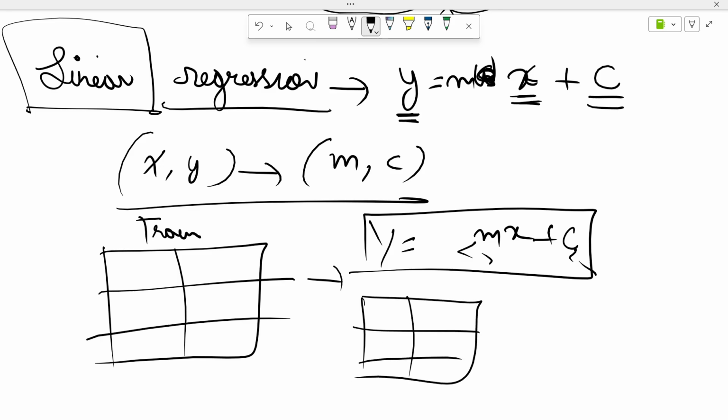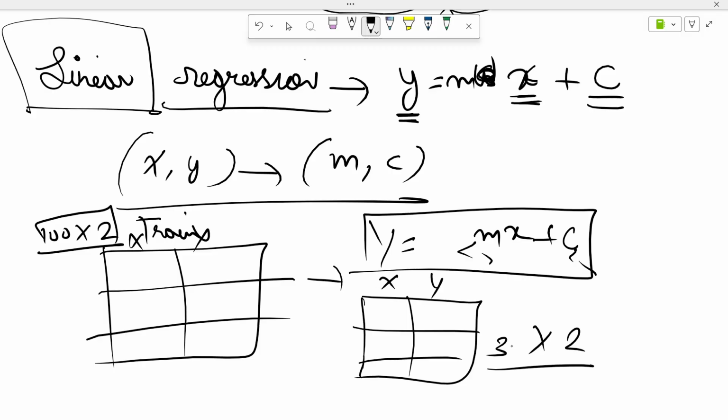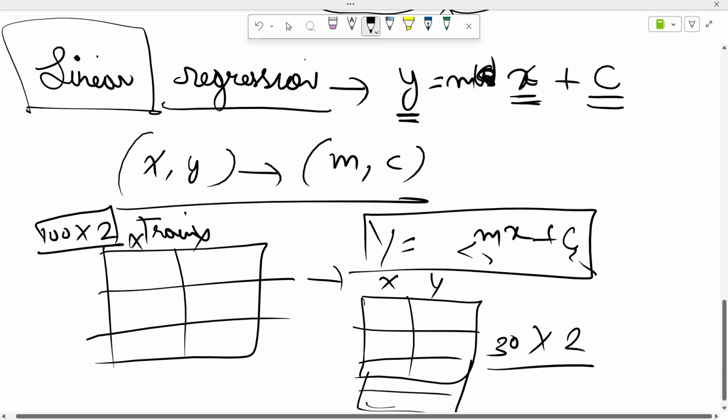Let's say it is a training data. You have, let's say, 100 samples. 100 cross how much? 2, x and y. Let's say you have 3 samples which are not present here. 3 cross 2, x and y. Let's say 30 cross 2. 30 samples are there for your testing.